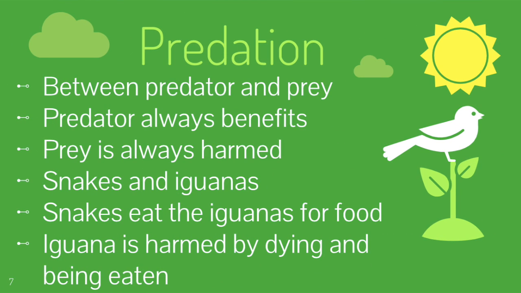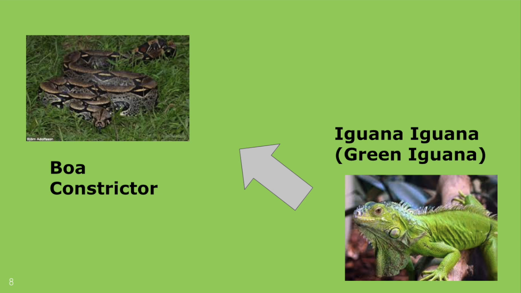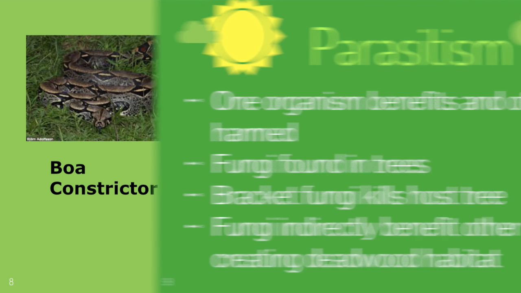Another type of symbiotic interaction is predation. This is the relationship between 2 organisms of predator and prey. The predator always benefits and the prey is always harmed. An example is the boa constrictor snake and the iguana. Snakes are strictly carnivorous. They eat a variety of animals, including the iguana. In this relationship, the iguana is harmed because it has been killed, and the snake benefits because it is eating.